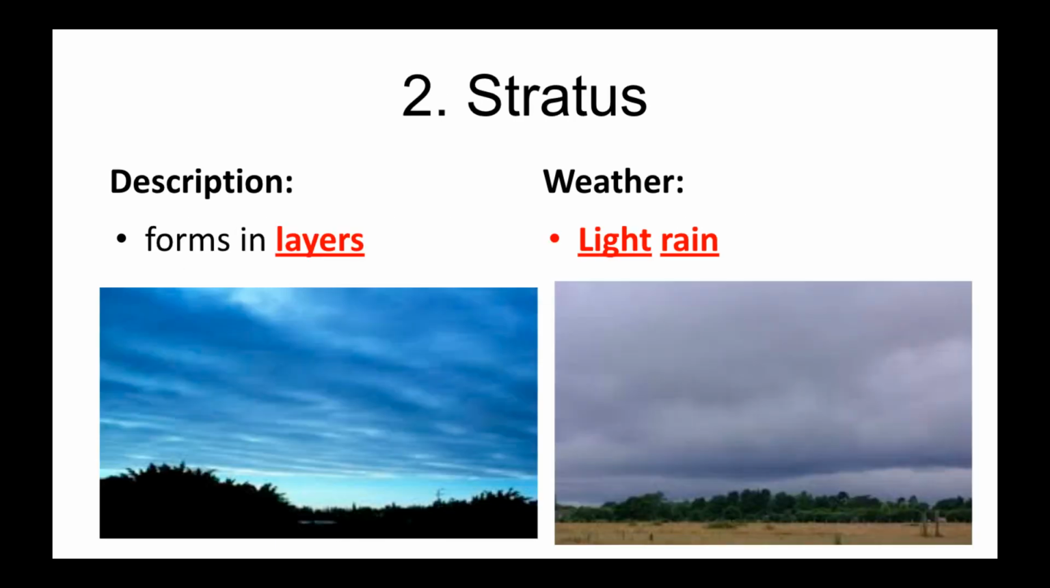Second type of cloud is a stratus cloud. Stratus clouds form in layers or sheets, and sometimes they can take up the whole sky. So when we look out, it just looks completely gray because we have a sheet of cloud. These often give us light rain. Light rain doesn't mean storms, it just means sprinkles throughout the day.